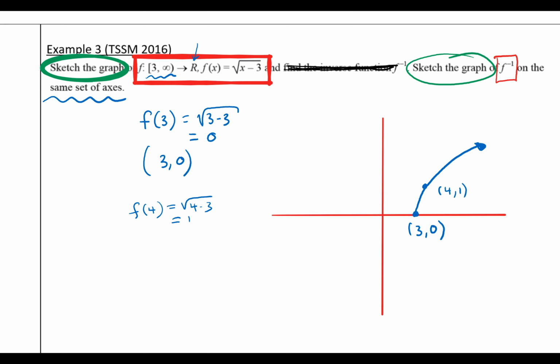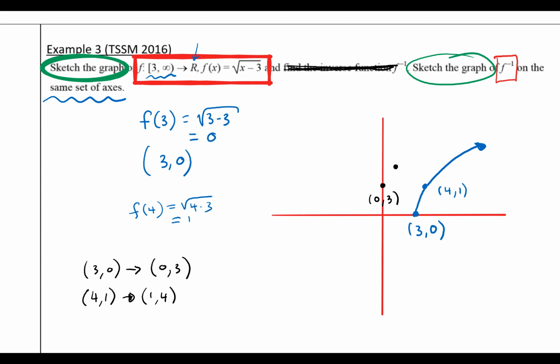Now the reason for me doing that is simply because if I'm trying to sketch the inverse function, I want some points that I can swap around. The idea of (3, 0) should now become (0, 3). So that's going to be up here. The old point (4, 1) will become (1, 4). So that's going to be (1, 4), which is there. So that helps me with my general shape.